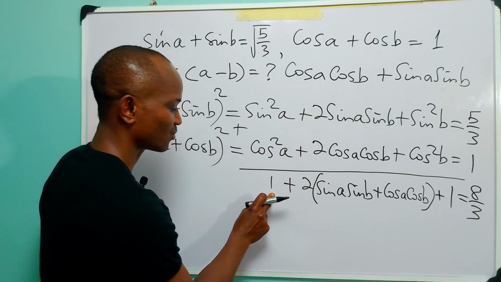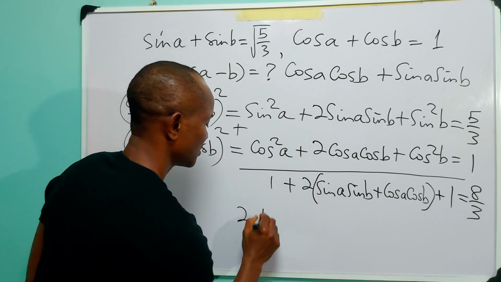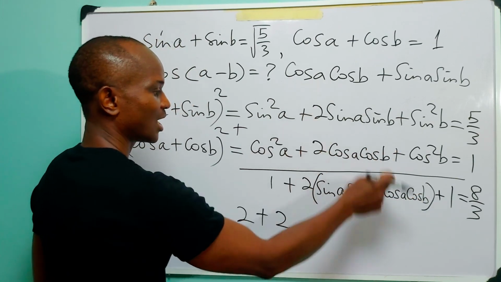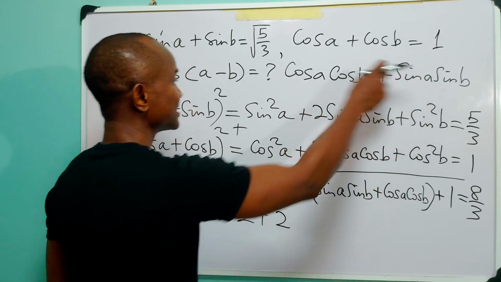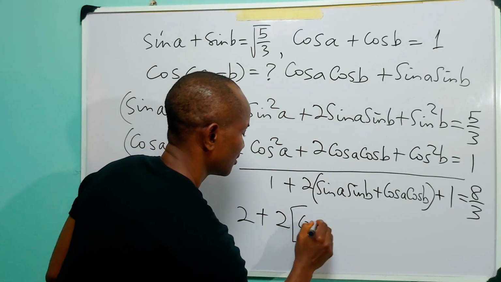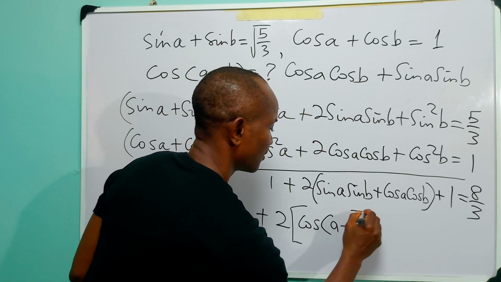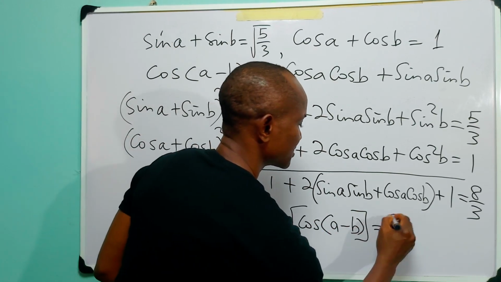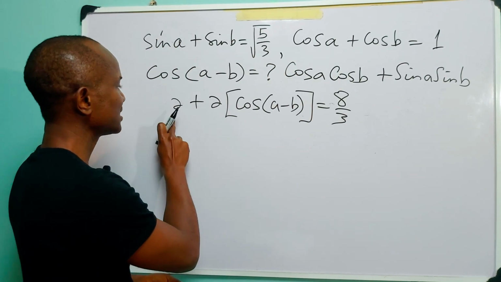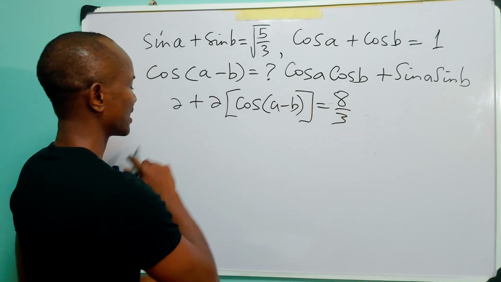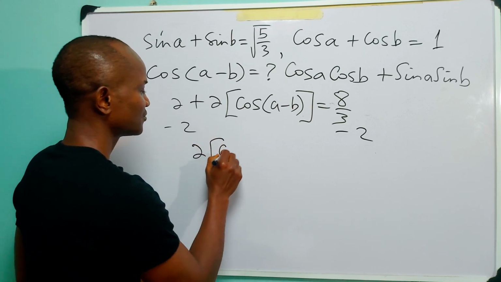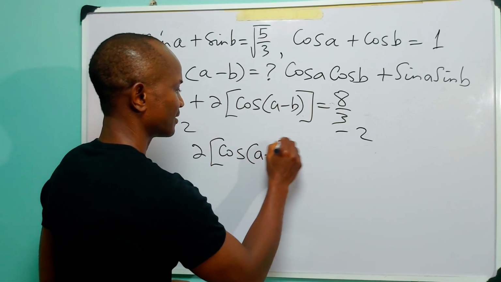So from this line, what we have is 1 plus 1, and that is 2, plus 2. Now remember that cos A cos B plus sin A sin B is equal to cos(A minus B). So this is equal to cos(A minus B). And of course, this is equal to 8 over 3. Now from this, we can simply subtract 2 from both sides of this equation. And when we do that, we have minus 2 and minus 2, leaving us with 2 into cos(A minus B).